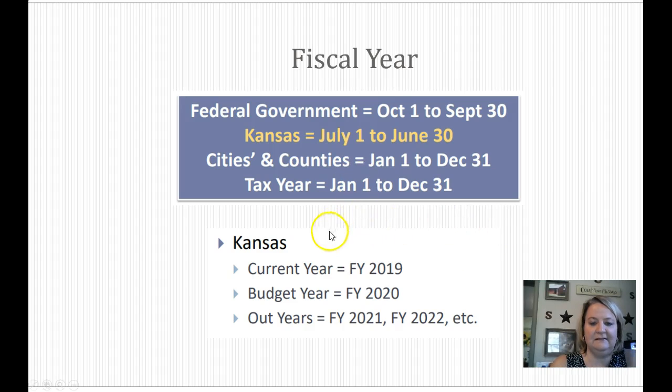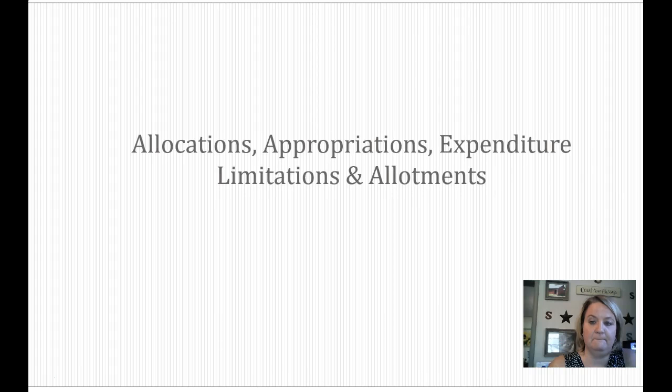Like I said, Kansas, our current year that we're in is fiscal year 2019. The budget year that we're budgeting for is 2020. Our out years are 2021. We did not budget for 2022 yet, but those are considered out years, 2021 and 2022, etc. Now we're going to talk a little bit about allocations, appropriations, expenditure limitations, and allotments.